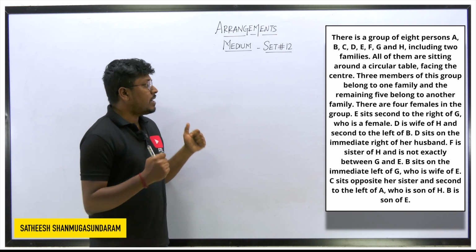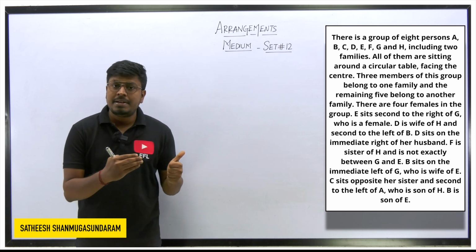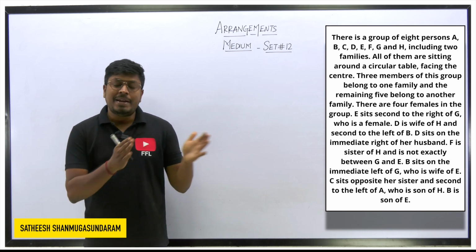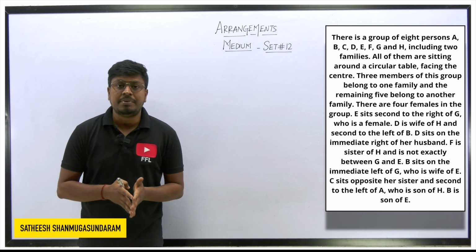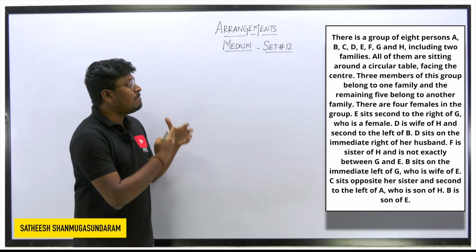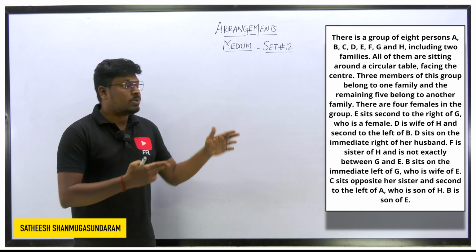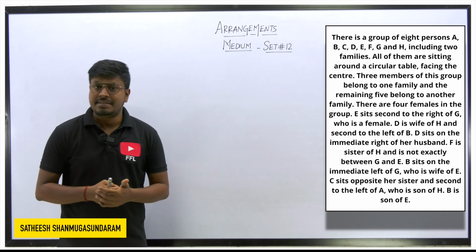So in this video, we are going to solve a seating arrangement, medium level, set number 12. We have already solved 25 easy level arrangement questions. Now we will be solving a medium level seating arrangement question, that too set number 12. So don't forget to watch all my earlier sets.